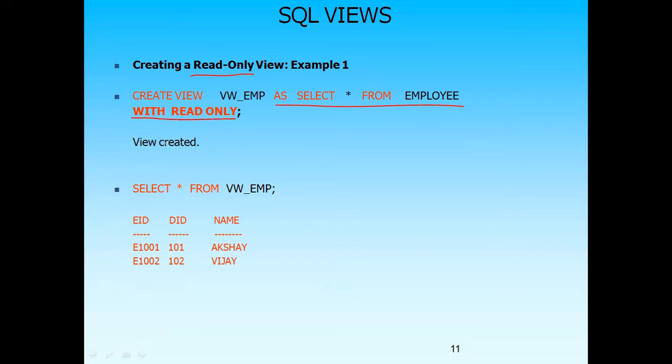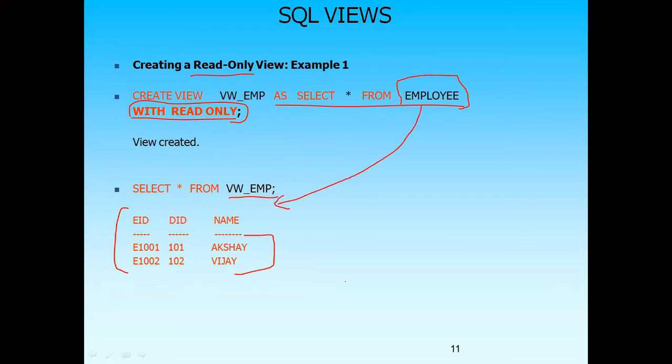So if you want to generate some reports that are read only, you can create a read-only view. Create view employee view as select star from employee with read only option. So in the syntax, you need to mention with read only. It will create a read-only view that cannot be updated by any user. So select star from view. All the records and attributes from the base table, that is the employee, will be selected in the view here. This is the result. All three attributes, employee ID, department ID, name, and the two employee records are copied into the view from the base table.